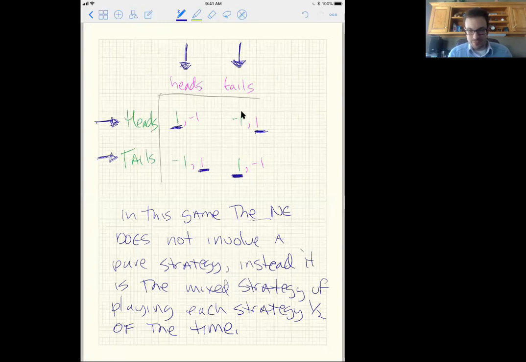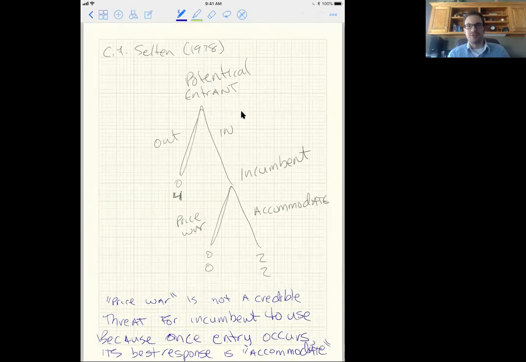One last concept is something else we can do with sequential games. This is called the Chainstore paradox. This is from Reinhard Selten's 1978 paper. Reinhard Selten was awarded the Nobel Prize along with John Nash and John Harsanyi, I believe in 1994, for their contributions to the development of game theory. One of Selten's major contributions was the concept of subgame perfect Nash equilibrium.